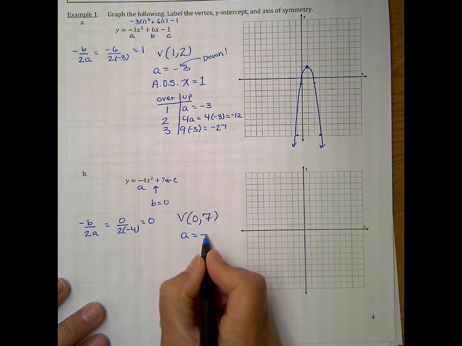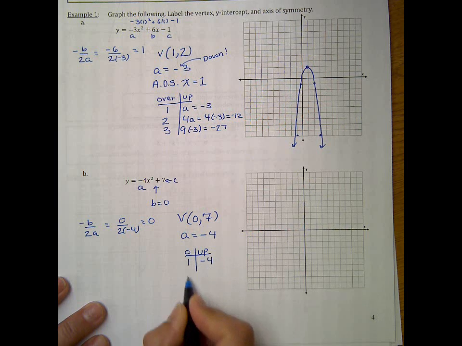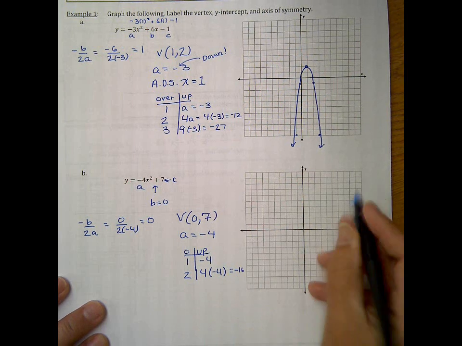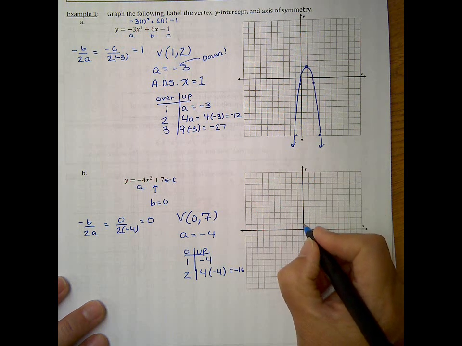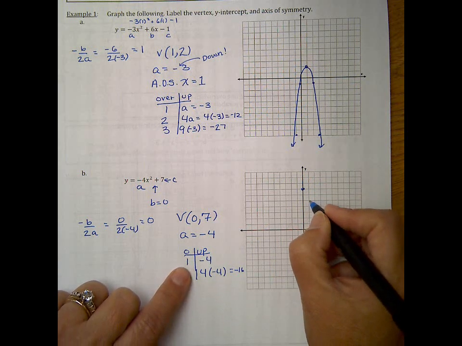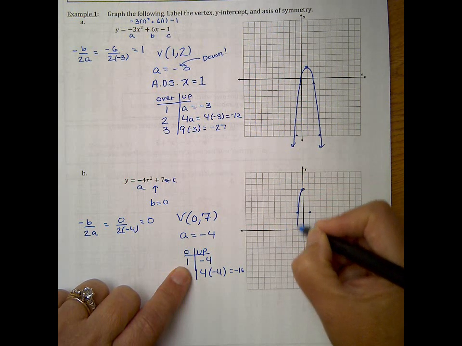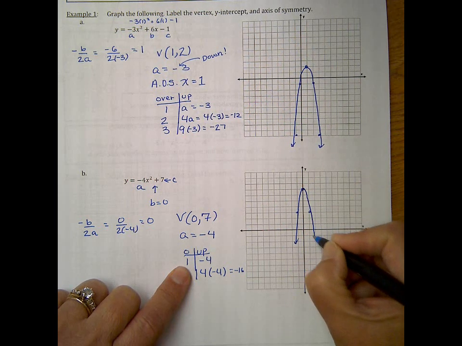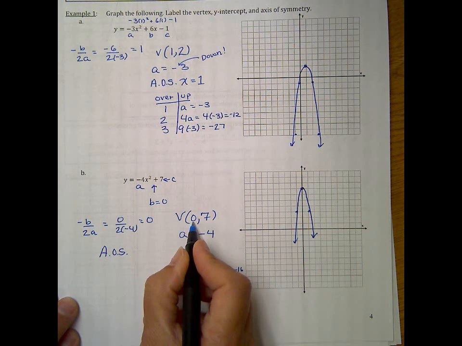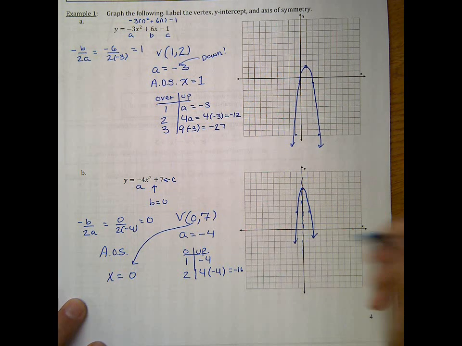Our a value is negative 4. So if we do over and up, over 1, up a, over 2, up 4 times a, which is negative 16. So a vertex of (0, 7), 1, 2, 3, 4, 5, 6, 7, over 1, down 4 in both directions, and next would be down 16, but I think this would work perfectly, just like this. Our axis of symmetry would be x equals 0, because that line, x equals 0, cuts the parabola in half.